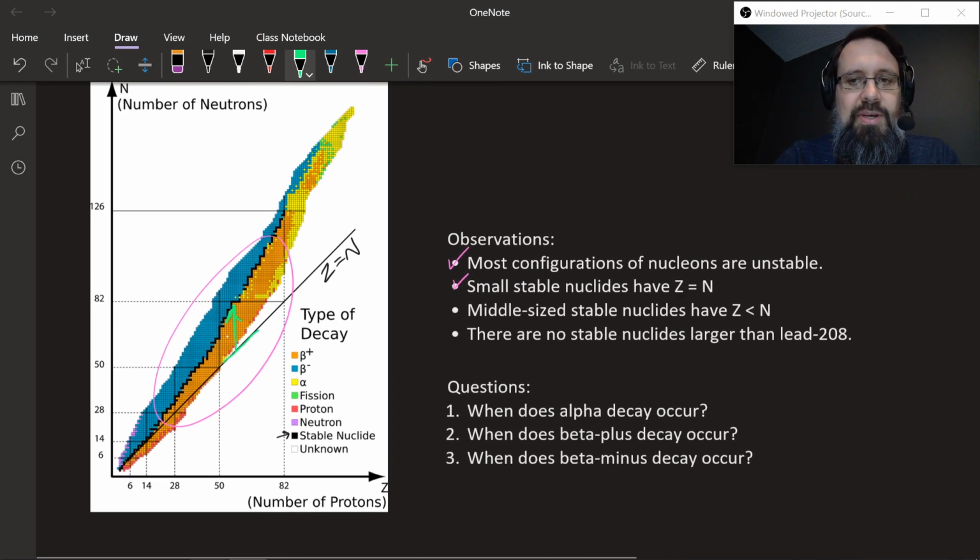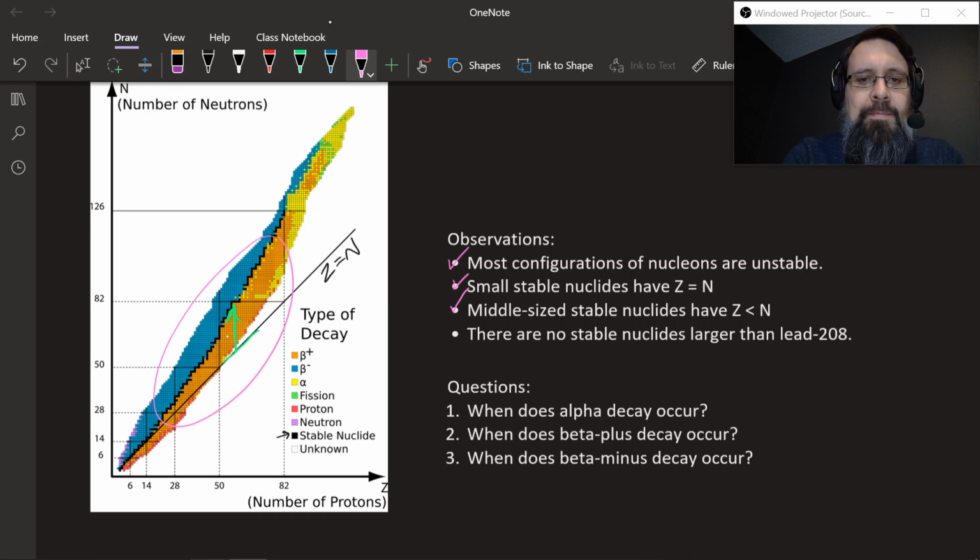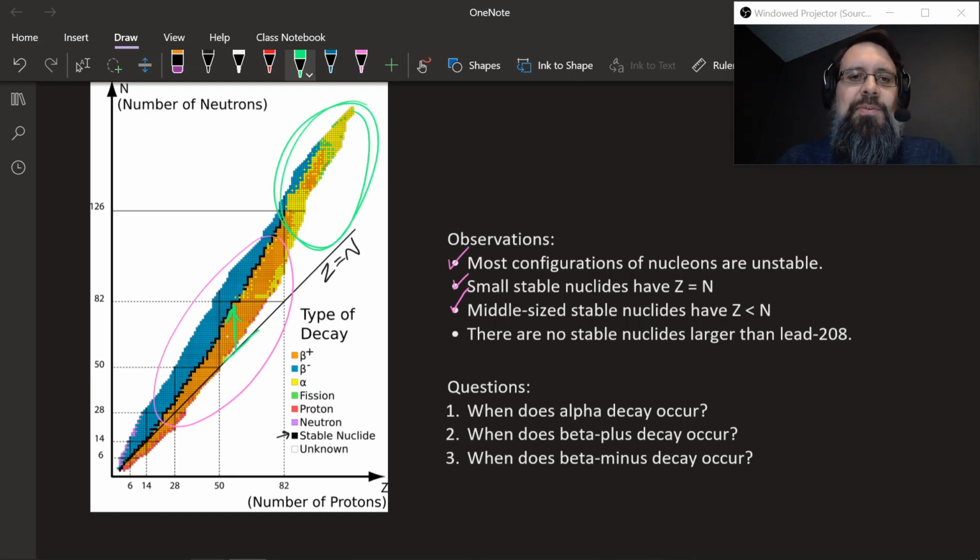So middle-sized nuclides have extra neutrons. And the reason why is because of the weakness of the strong force, its short range. So when the nucleus starts to get too big, you start to have to add on extra neutrons to hold everything together. And then lastly, if you look at this very furthest out range, there are no stable nuclides that are greater than lead.